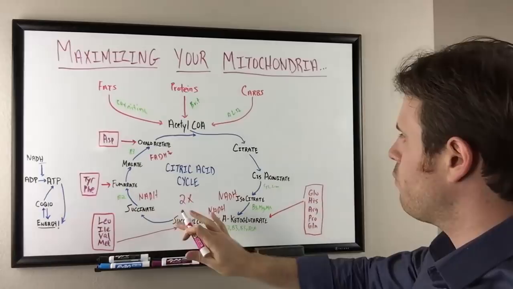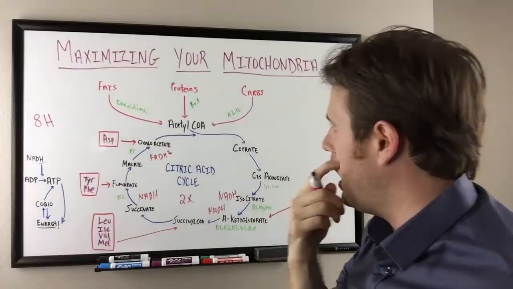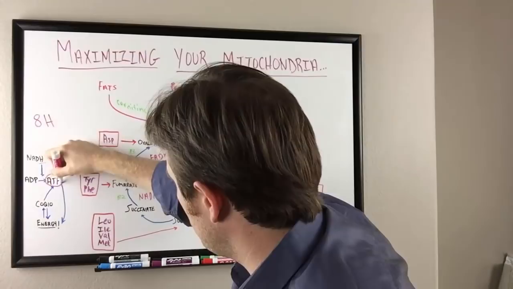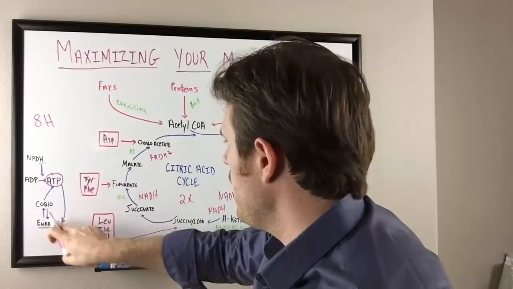Okay, these 8 hydrogens, they run through the electron transport chain, they run through the Krebs cycle, and they help take ADP and turn it into ATP. And this is the cellular energy which we go off of. And our body's also able to take that ATP and create energy by also making CoQ10 from it.